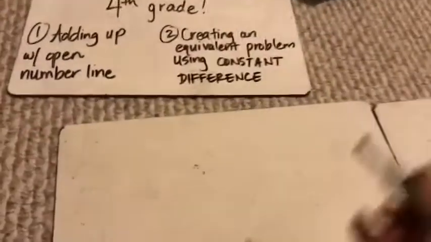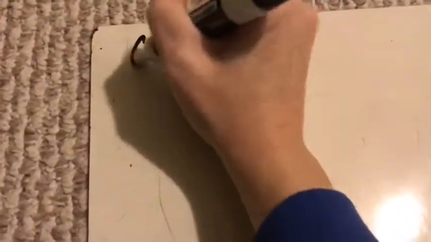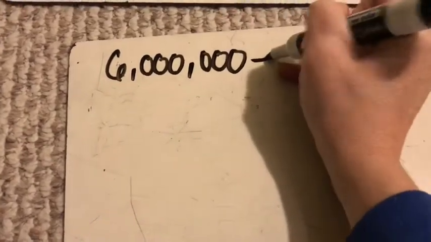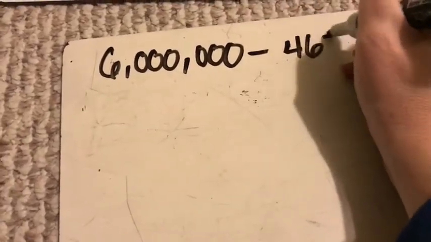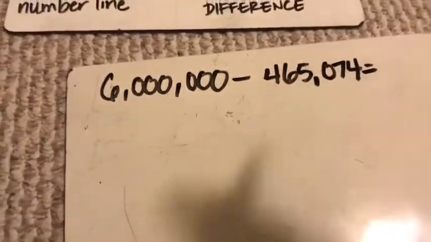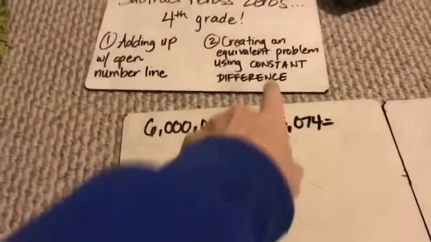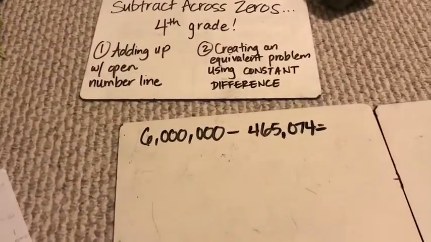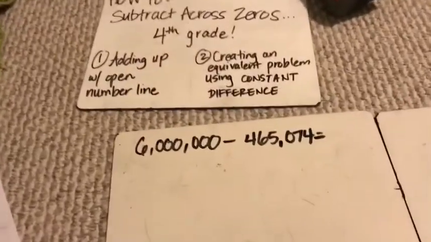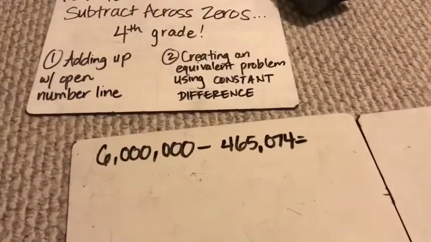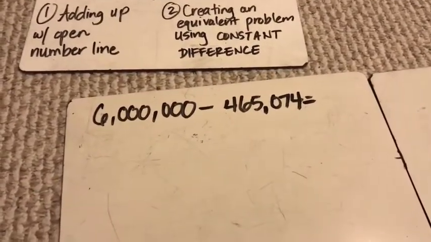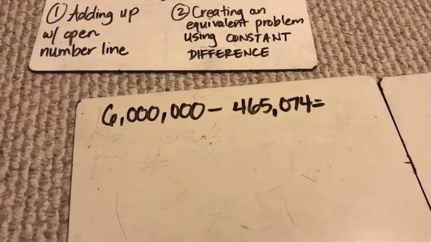All right, for this next problem, I'm going to actually keep the same problem of 6 million minus 465,074. But for this one, I'm going to be using the second strategy where I create an equivalent problem using this idea of a constant difference. So let me back up a little bit so we can talk about this constant difference so we all understand why this strategy makes sense to use, okay?